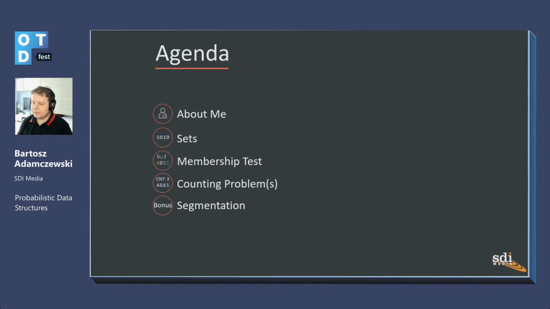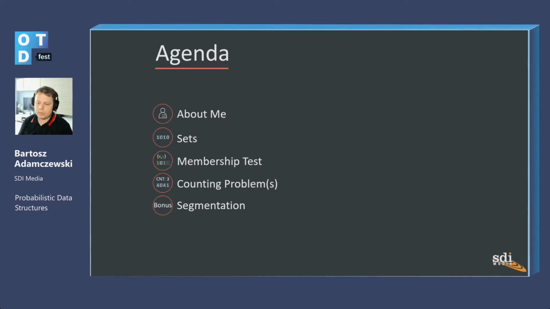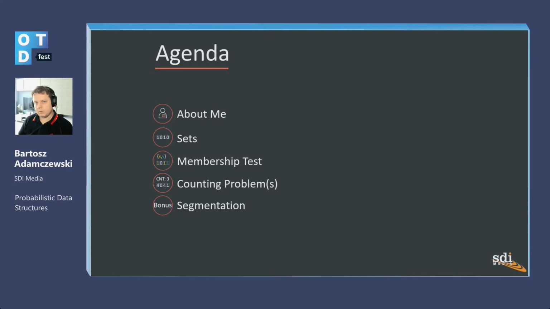All right, so let's move to the agenda. We're going to discuss a bit more about me and what I'm doing at SDI Media. We have to discuss sets. We're going to do membership tests, so we're going to see how to do contains operations on sets. Then we're going to move to counting problems. And as a bonus, we're going to do segmentation. I'm going to show you a model. Well, it's not really a model. I'm going to show you a statistical data structure, which bridges the gap in a way between just probabilistic data structures and models. So this is right in between these two.